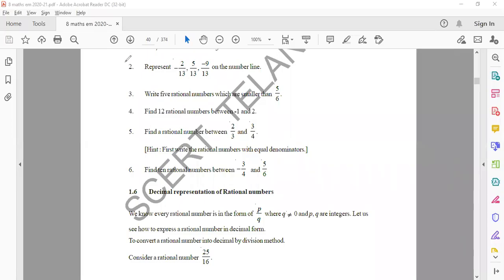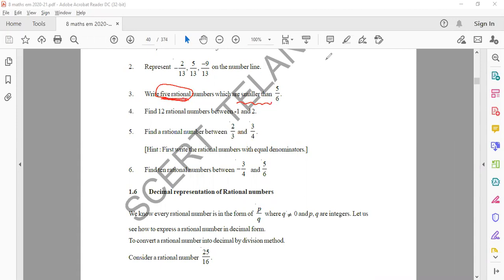Yes, till yesterday's discussion, till the second problem, is over, right? Now we'll start the third one. The third one is: find five rational numbers smaller than five. You need to remember that if they mention at least five, you can write more than five, your own.